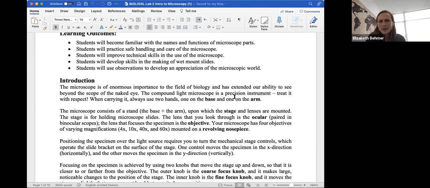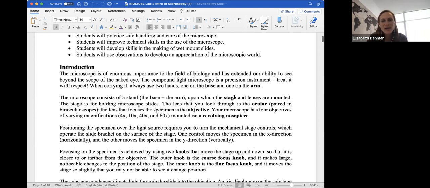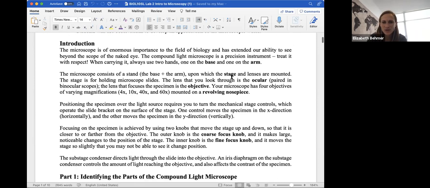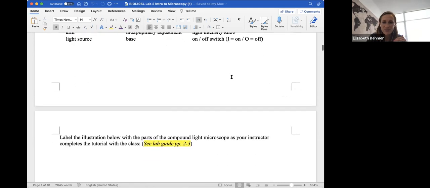The introduction to a microscope. The light microscope is what we are familiar with in lab. It is of enormous importance in biology because it has the ability to see something very zoomed in. When carrying it, you should always put one hand on the base and one hand on the arm. It consists of a stand where there's a stage. I'm going to go over all of these parts by looking at a picture.